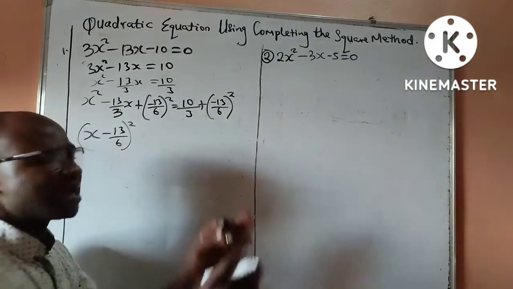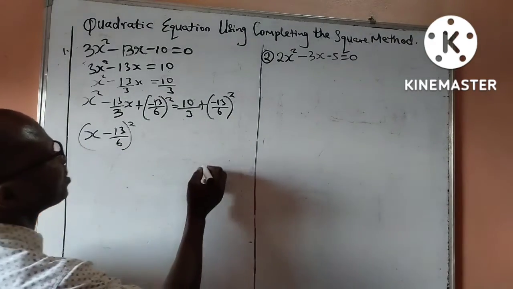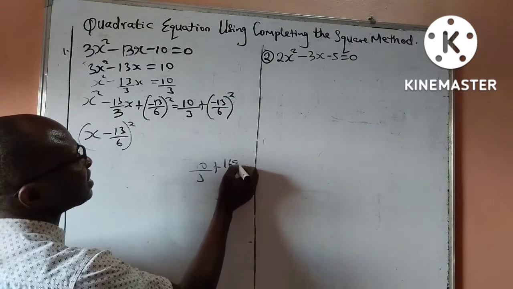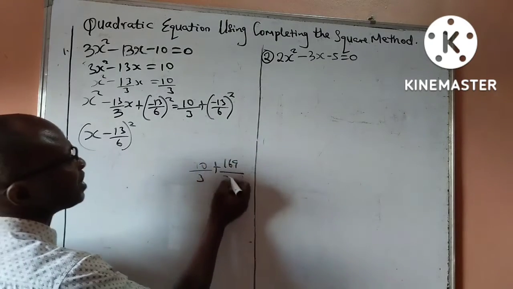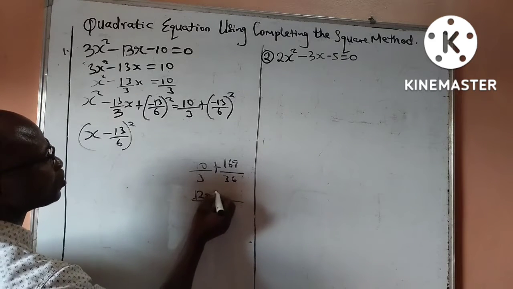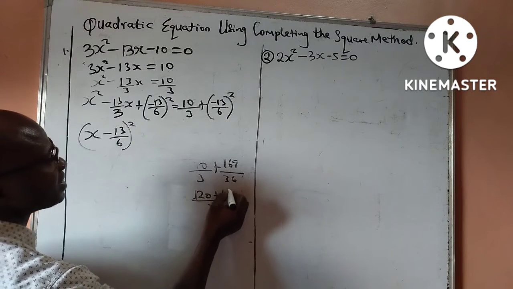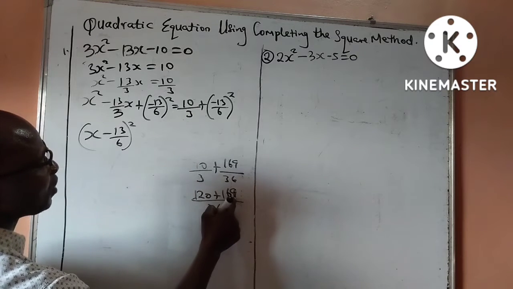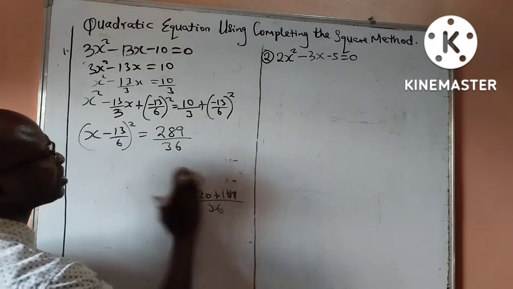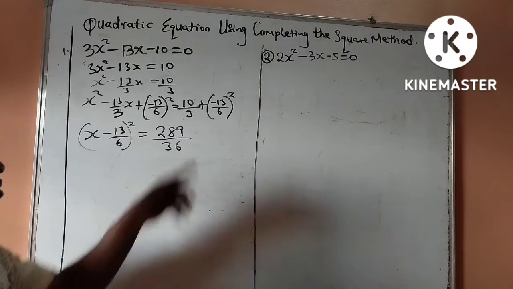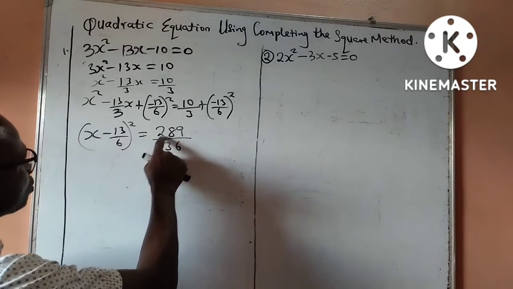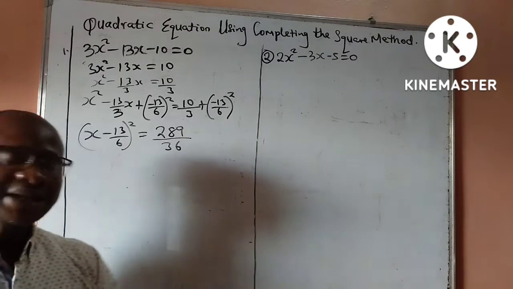I will now come to the right hand side and solve it to get one answer. That is 10 over 3 plus minus 13 raised to the power 2, which is 169 positive, and the 6 raised to the power 2 is 36. LCM is 36. 3 into 36 is 12, times 10, 120. 36 here is 1, times 169 will give me 169. If I add the 2, I am going to get 289 all over 36. I solved everything there. I got one answer. That one answer is 289 all over 36. That is the fourth step.